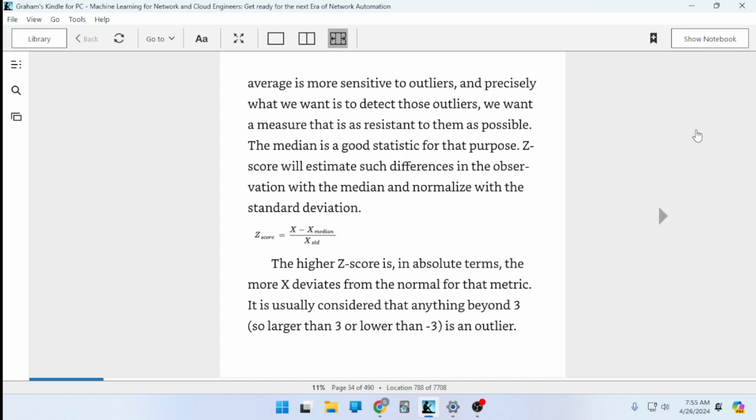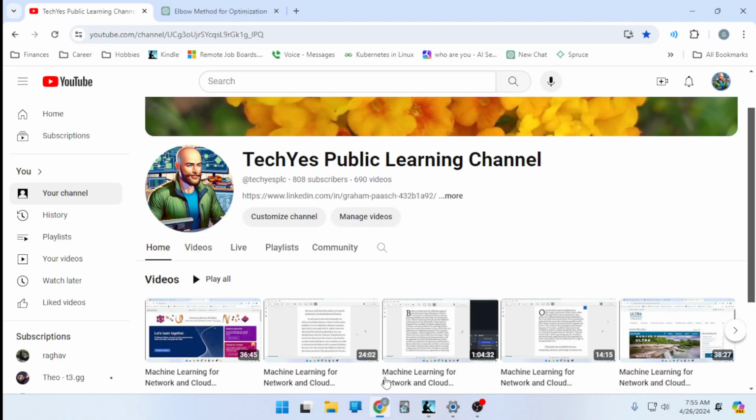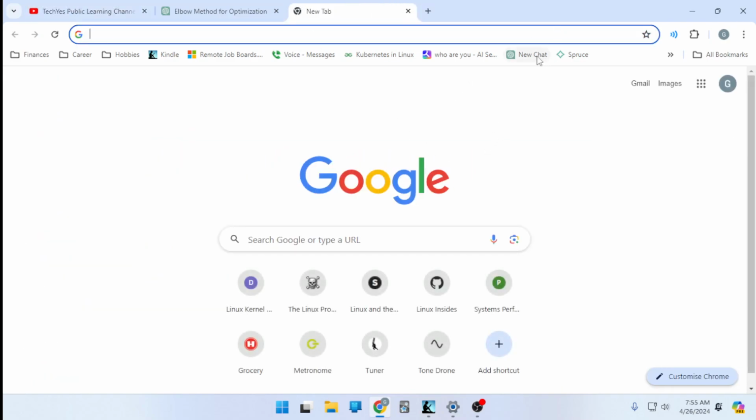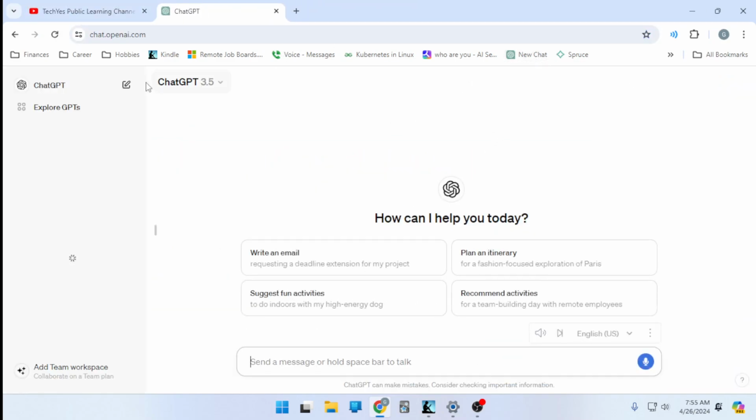So here's the equation for z-score. Z-score is equal to the difference of x and the median of x, divided by the standard deviation of x. And standard deviation is kind of more of a high school mean, median, mode thing. But let's get a quick review.